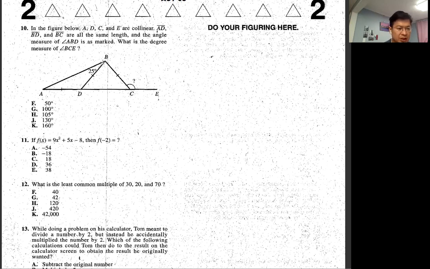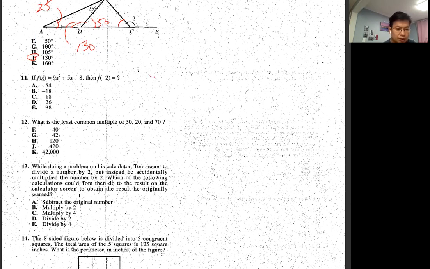What is the degree measure of BCE? Okay, this is 25, 25. This is 25 as well. That means 50, and this one is now 130, and that is 50, and then this one also isosceles, this one also 50, and this one 130. Plug in minus 2, so 9 minus 2 squared plus 5 minus 2 minus 8.